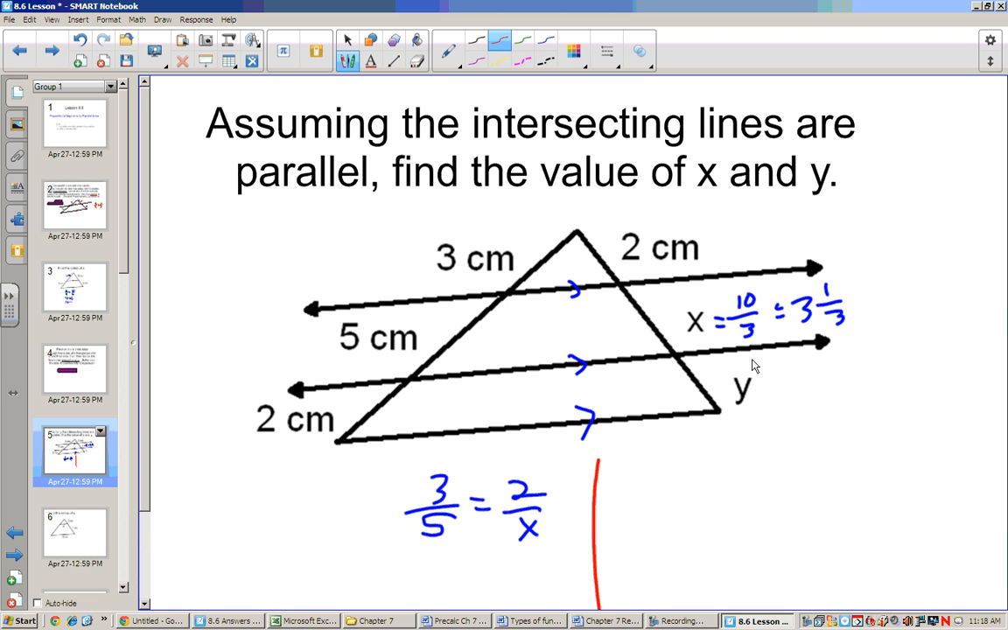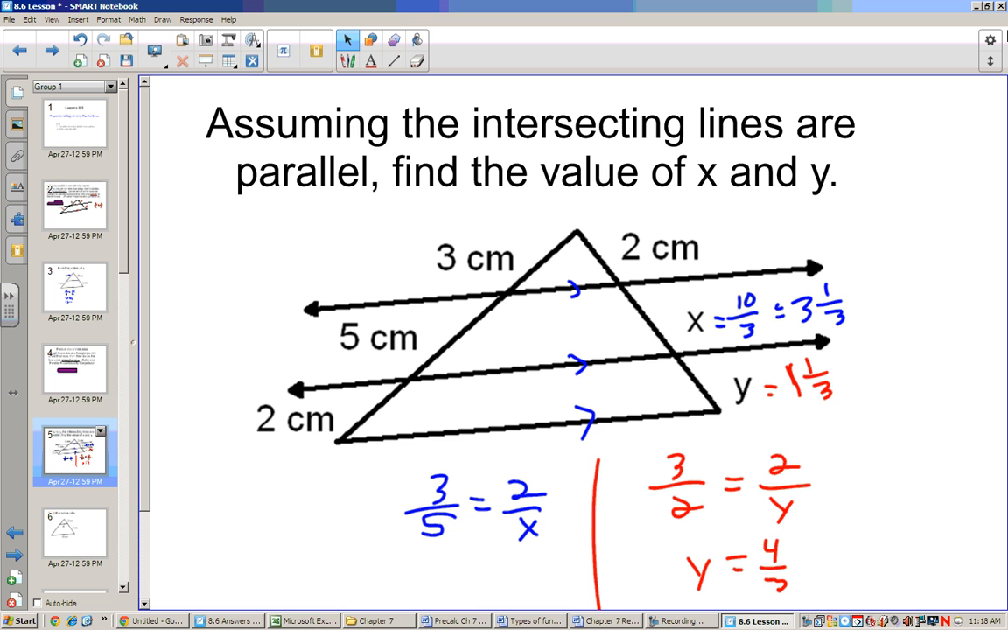If I want to find this value for y, we can say 3 over 2 is going to equal 2 over y. Now we cross multiply and divide, and this is 4 divided by 3, or 4 thirds, which is the same thing as 1 and 1 third.